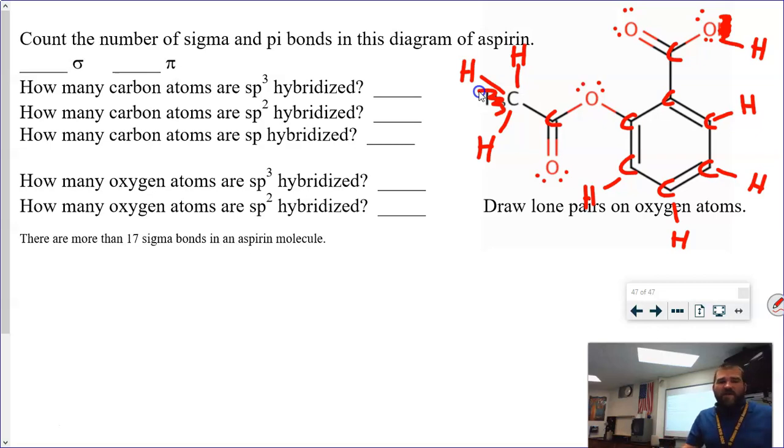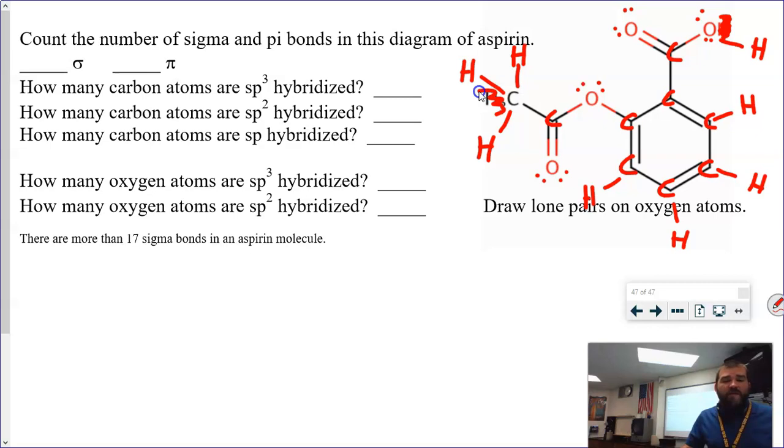Well, how could I answer that question? How do I answer the hybridization question? It's all based on coordination number. That's it. I have coordination number of 4, that equals sp3. If I have a coordination number of 3, that's sp2 hybridized. If I have a coordination number of 2, it's sp hybridized. Same thing for the oxygens.